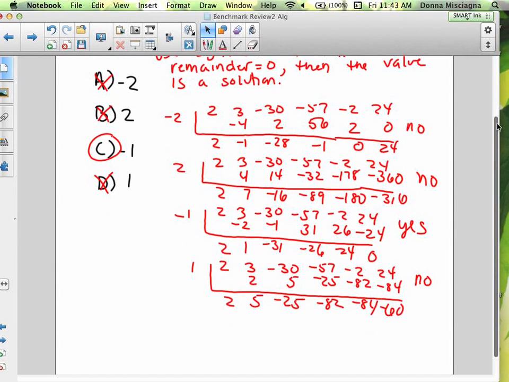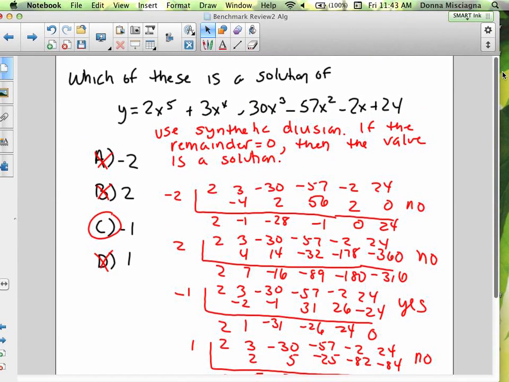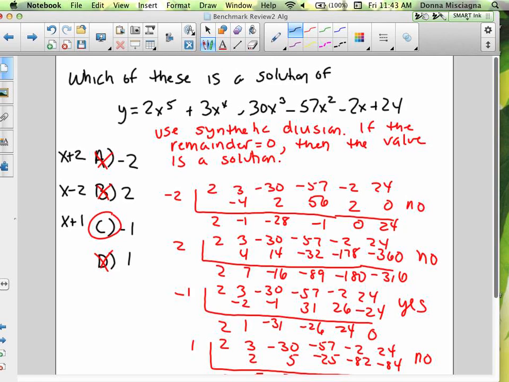And so it's just a matter of using synthetic division. If you wanted, you could use long division. And if you did use long division, this would be x plus 2, this would be x minus 2, this would be x plus 1, this would be x minus 1. But I think you'll find synthetic is a little easier.